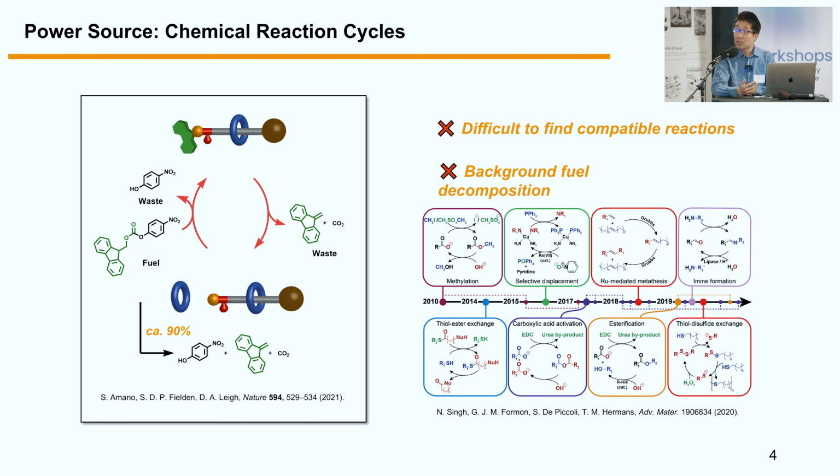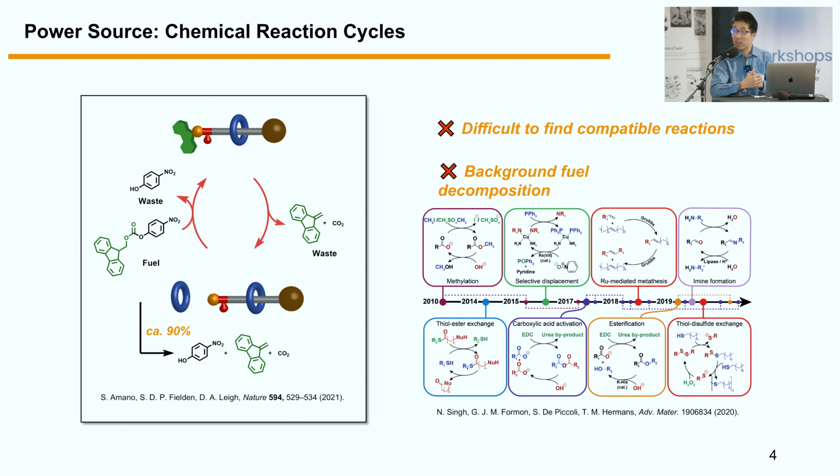However, it's often difficult to find compatible reactions that make up a full cycle, because they need to operate under the same reaction environment. And even if you can find good combinations, they often suffer from problems like background fuel decomposition. For example, in the case of this pump system, as much as 90% of the fuel gets decomposed without even reacting with the pump, so it's a very inefficient system.